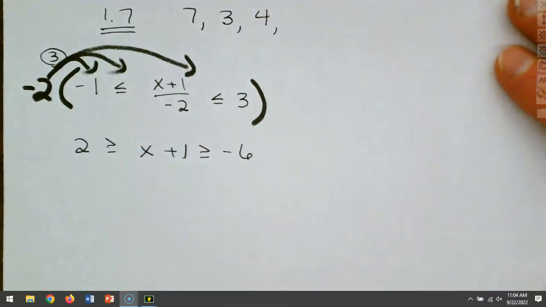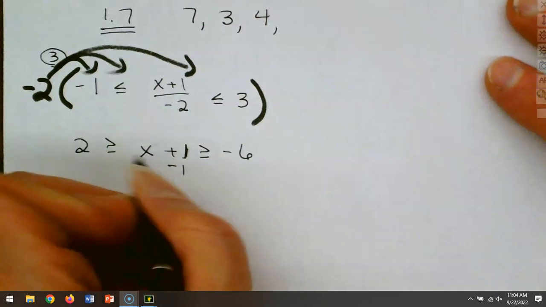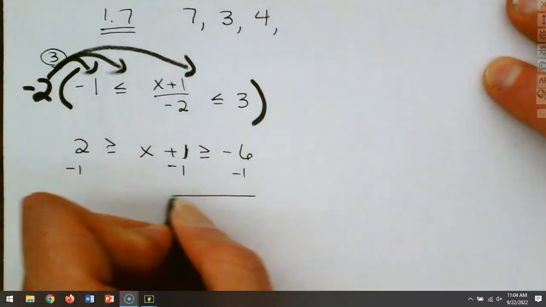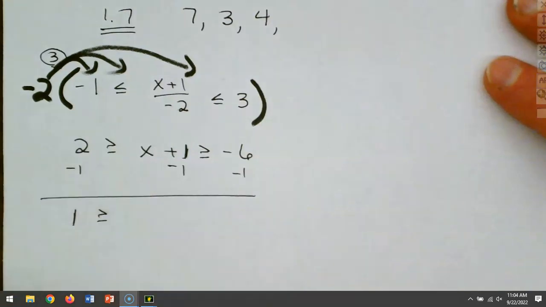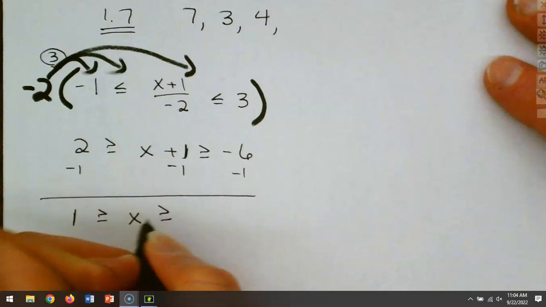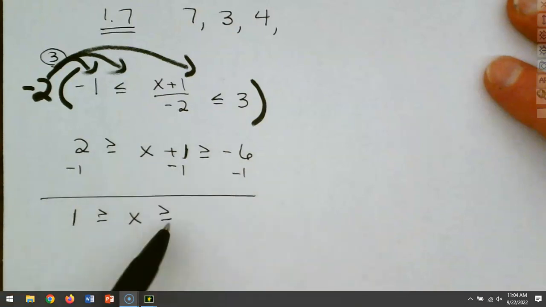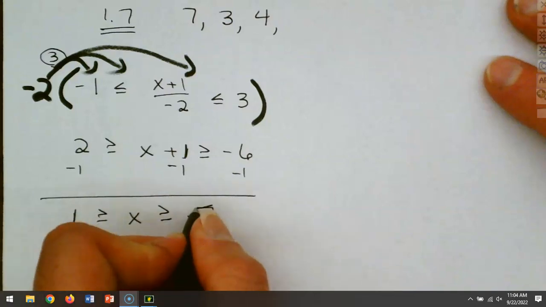Now, what do we do? All right, we've got it all set up. So the only thing that we need to do now is move that 1 over. Now we've got 1 less than or equal to x, or sorry, in this case greater than or equal to, negative 6 minus 1 makes it a minus 7.